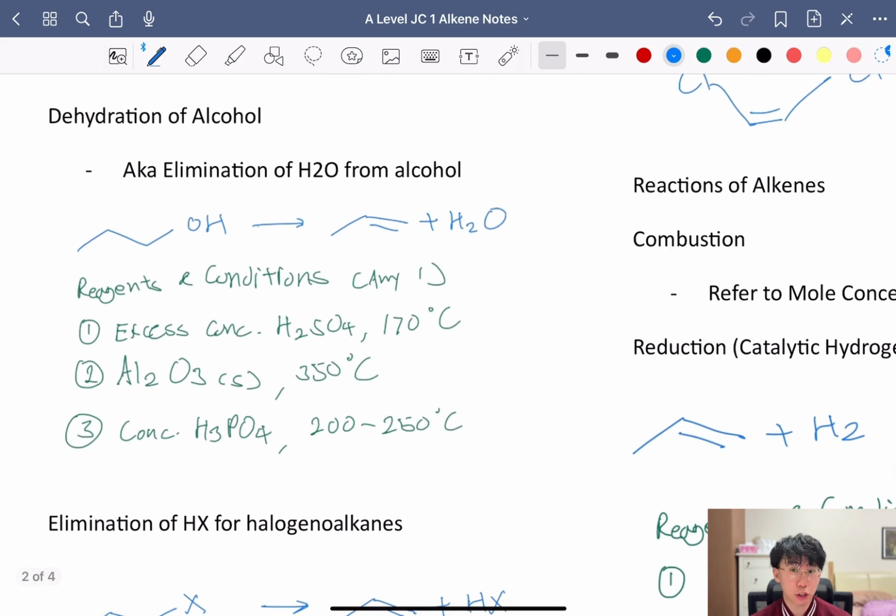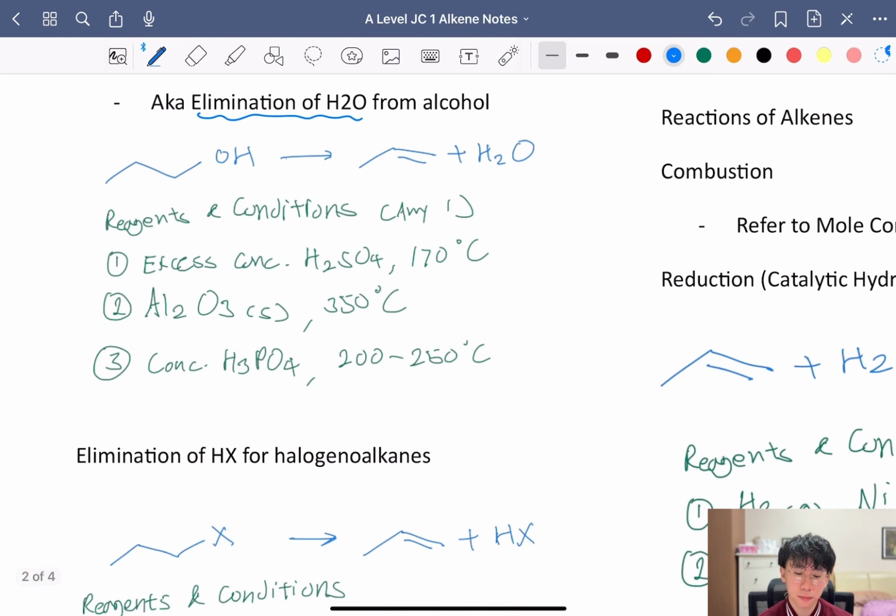Next, we have the dehydration of alcohols. So this is involving an elimination reaction of H2O from your alcohols. What's going to happen is, for example, your propanol is going to be dehydrated and you're going to form your alkene over here with H2O as, of course, the side product.